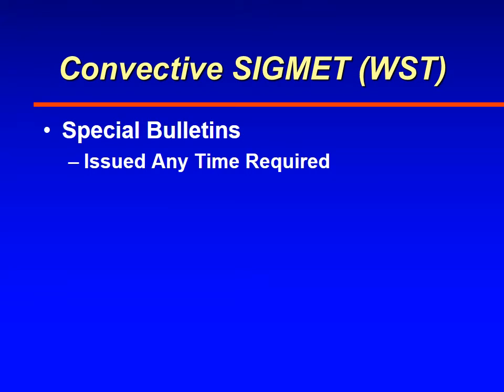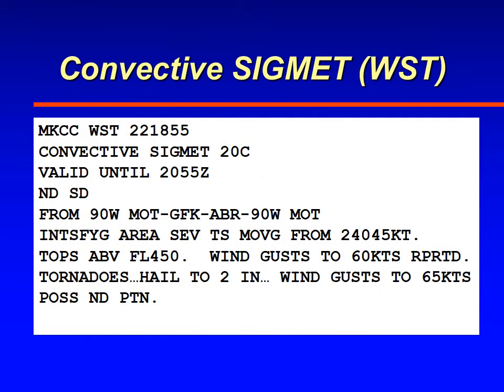And of course, thunderstorms can pop up very quickly, and if they do, they will put out a special bulletin. They won't wait till 55 minutes after the hour. Here's an example of a convective SIGMET. This one is the one that's out of your book, so if you want, you can read along.